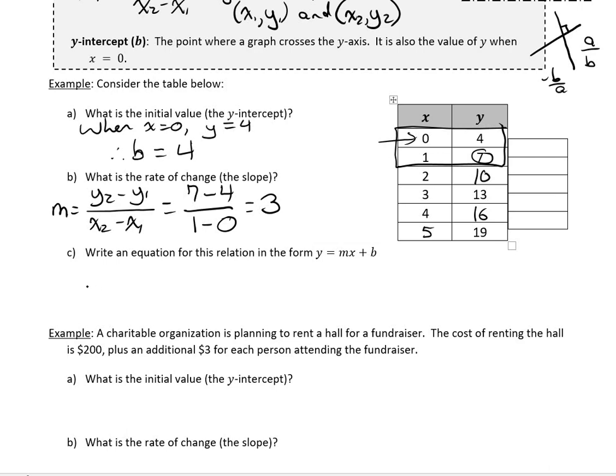And now we can write the equation. So y is equal to m, which is 3x, plus b, which is 4.